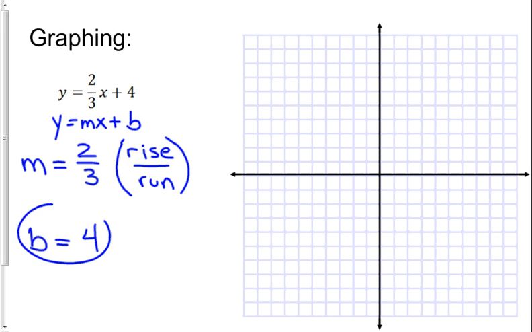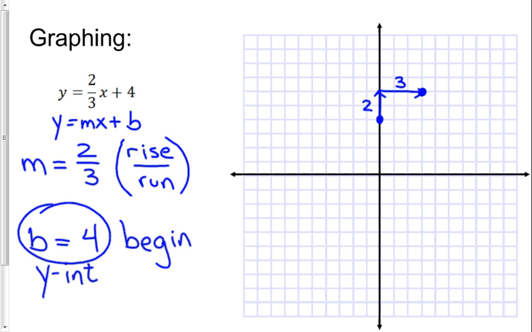So the b tells us where to begin, and this is your y-intercept. So we begin on the y-intercept at 4. So we're going to start by putting a point here on the y-axis at 4. Always start on the y-axis. B is always found on your y-axis. So we start there. Now we're going to look at our slope. Our slope is 2/3. So from that point, we're going to rise 2 and run 3 to get our next point.